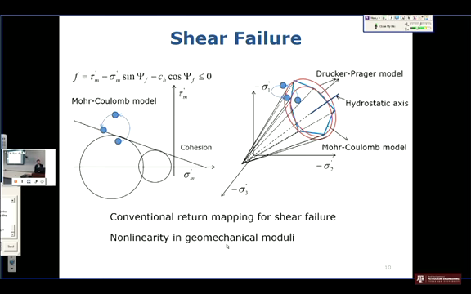To model shear failure, we use the Mohr-Coulomb model. Here we used a conventional return mapping algorithm. It means that first, we predict some trial stress, and then if that stress is over the failure line, actually over the failure envelope, then we project that trial stress onto the failure envelope. So the nonlinearity of the geomechanics lies in the geomechanical model.